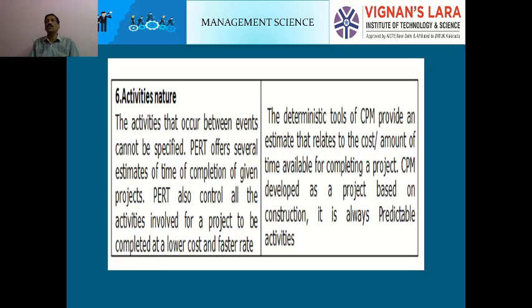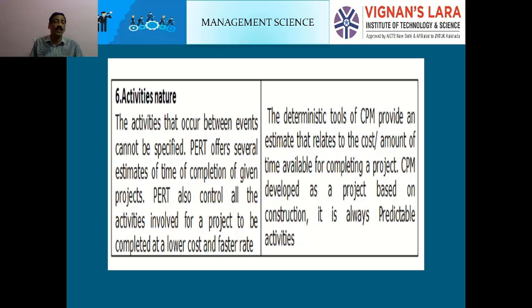That means here there is no logical sequence with reference to event and completion. It is only relating to time duration and time schedule for completion of one task, maybe in a favorable time or unfavorable time. Already we know CPM is a deterministic tool which provides an estimation that relates to the cost and amount of time available for completion of a project. CPM was developed as a project based on construction. It always deals with predictable activities. CPM is about predictable activities.